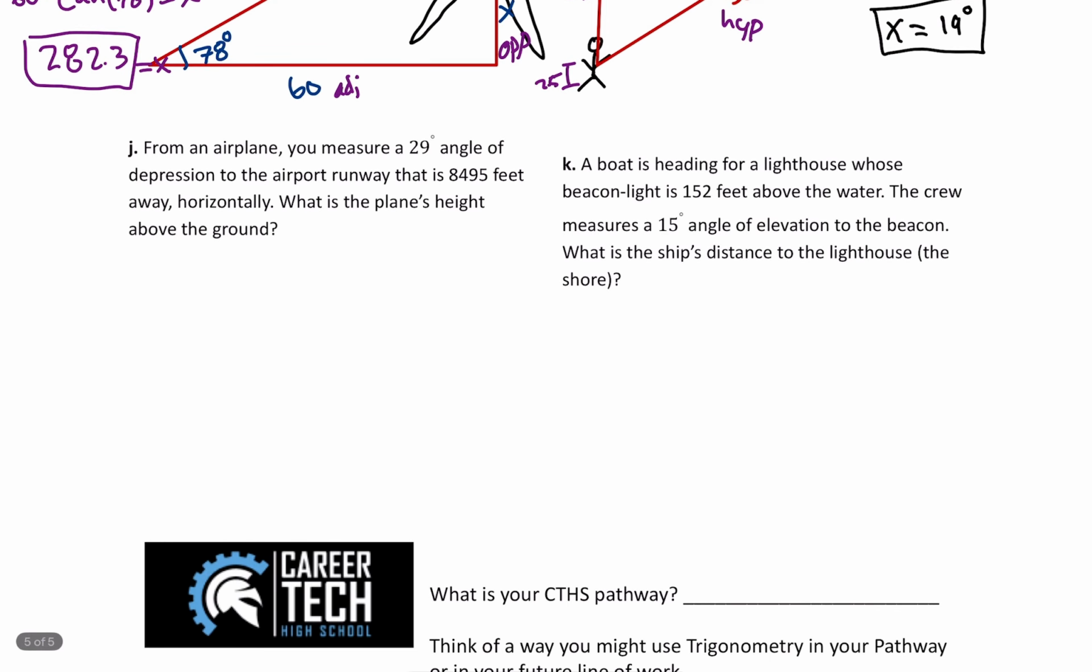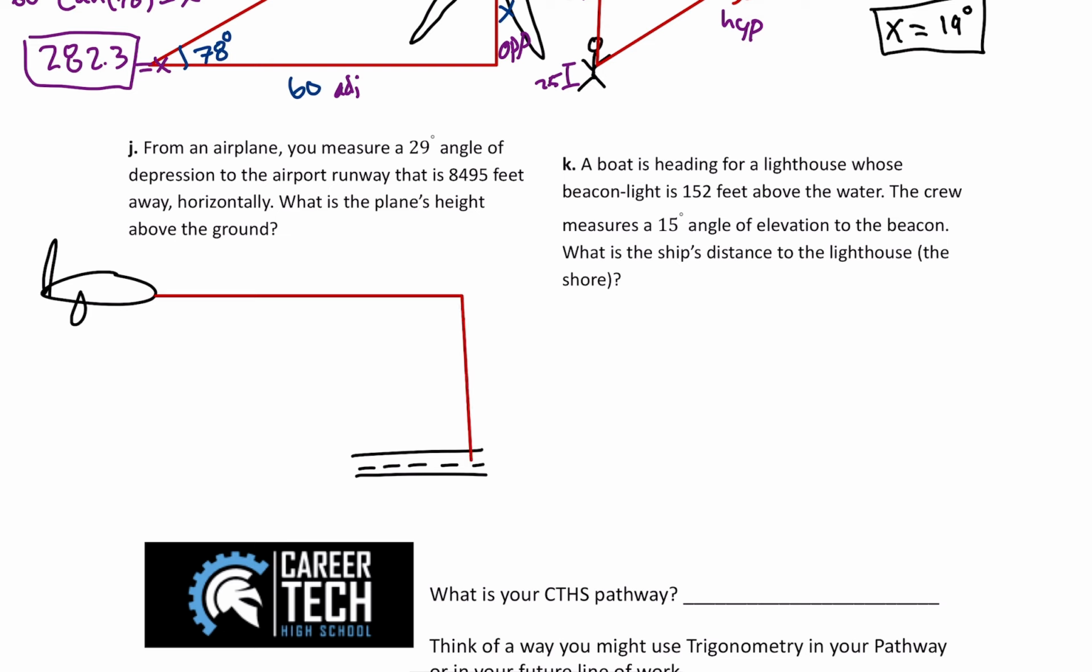Example J, from the airplane you measure 29 degrees angle of depression to the airport runway, which is 8,495 feet away horizontally. What is the plane's height above the ground? Okay, so I've got a plane. I'm going to draw my plane real quick. Okay, here's my plane, and down here I've got a runway. Now I'm measuring an angle of depression from the plane. Angle of depression starts with the horizontal, so it's going to start like this. It's going to go down to the runway. And then it's going to come back up towards the plane up here. Okay, so there's my triangle.